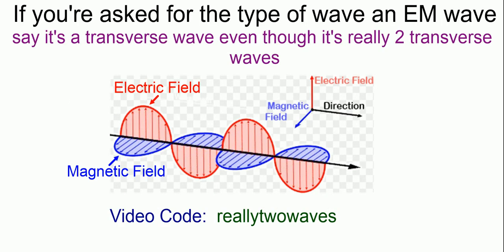Let me read this. If you're asked for the type of wave for an EM wave, say it's a transverse wave, even though it's really two transverse waves. Now we know there are two transverse waves here, and we can see that. But if you had a multiple choice question that said, is it transverse or is it longitudinal, or is it sound, something like that, you definitely should answer transverse, even though you know it's really two transverse waves. And that's about it for the composition of an EM wave.